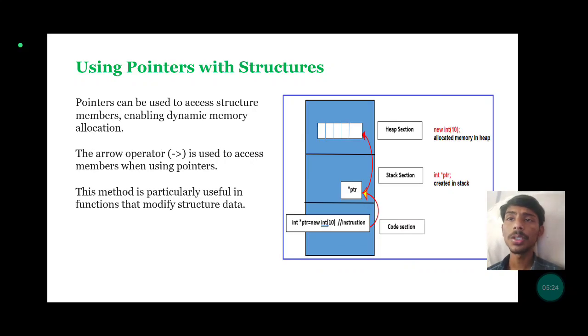Using pointers with structures. Pointers can be used to access structure members, enabling dynamic memory allocation. The arrow operator is used to access members using pointers. This method is particularly useful in functions that modify structured data types. See the above diagram.